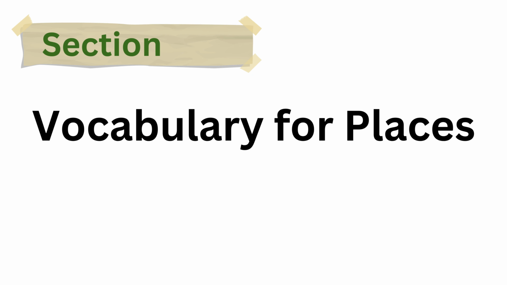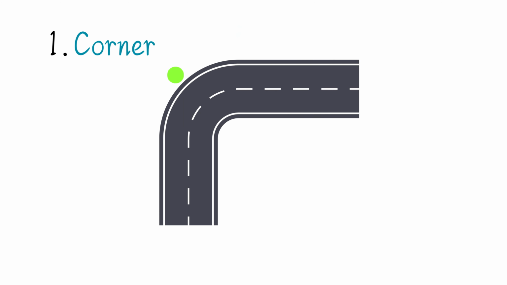Section 3. Vocabulary for places. In this section, we'll learn some vocabulary words that will help you understand and give better directions. These words describe common places or locations. First, corner. The place where two streets meet.